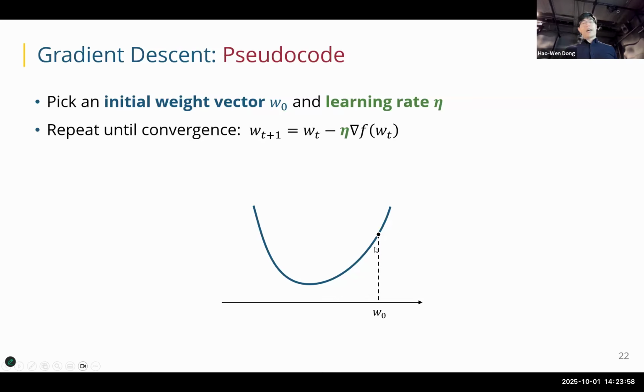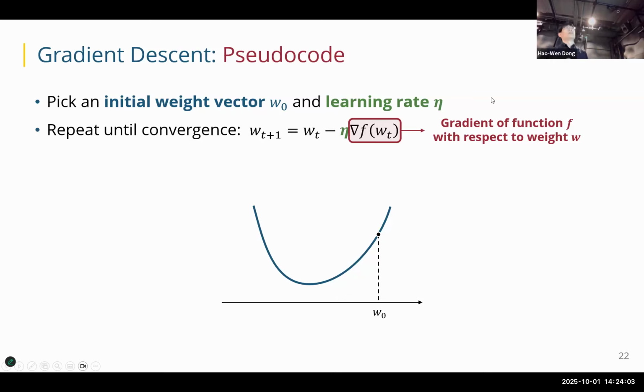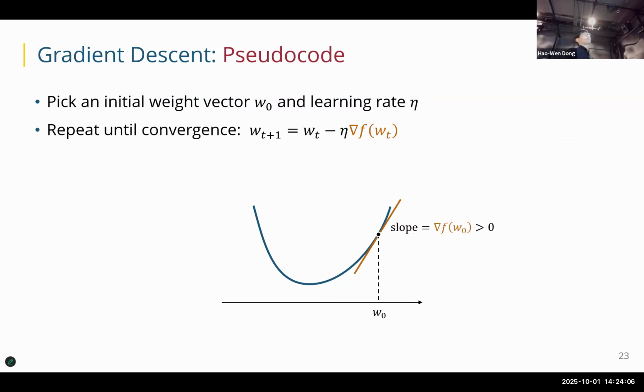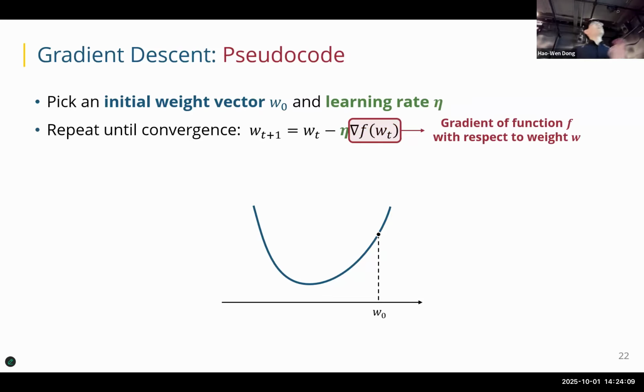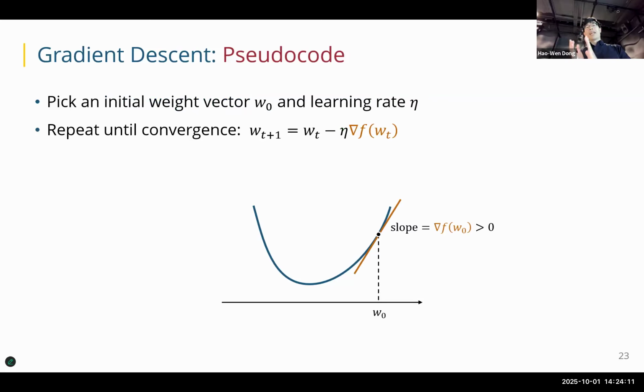So you have a W0. This is the gradient with respect to weight W. As I said, this thing is basically the slope. When you think about gradient, it's more like a slope in a higher dimension. But now we are thinking about this 1D thing, so basically just slope. If you look at this, the slope is actually positive. So it's going up on the right-hand side. So you can pretty much guess that we want to go against the direction of the slope. And that's essentially why there's a negative sign there.